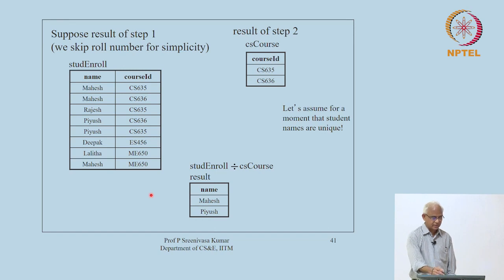Okay, so this illustrates with data. Suppose we skip the roll numbers for simplicity. Let us assume for a moment that the student names are unique. So, we have name and course ID. Let us say this is the student enrollment data, and this is the course IDs, ridiculously small, I mean just 2 courses being offered by the computer science department, which is not the case. Then we do a division. So, you can verify that only Mahesh and Piyush have this.